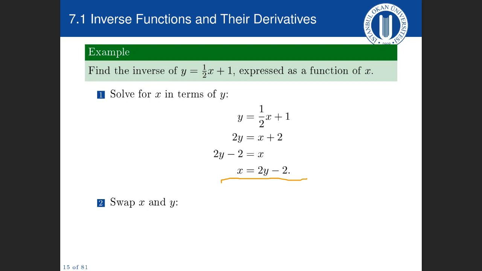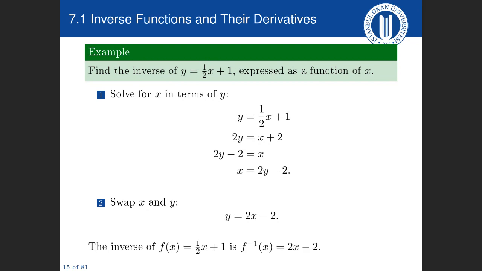And then step 2, we're going to swap x and y. Everywhere I see an x, I'm going to write y. Everywhere I see a y, I'm going to write an x. Instead of x equal to 2y minus 2, swap the x and the y, we get y is equal to 2x minus 2. This is the formula for the inverse of the function that we started. The inverse of f of x is equal to half x plus 1 is f inverse of x is equal to 2x minus 2.